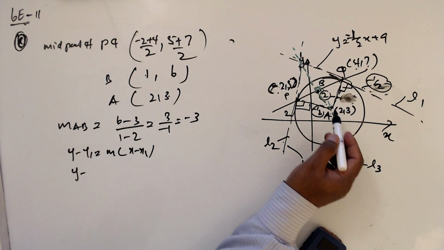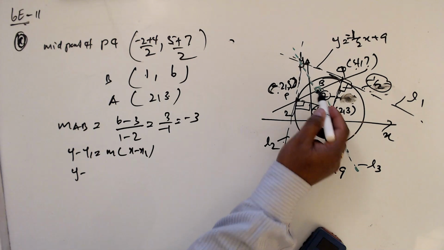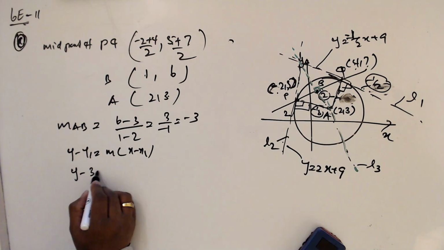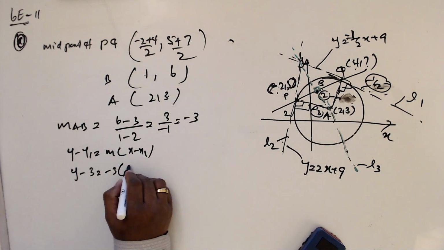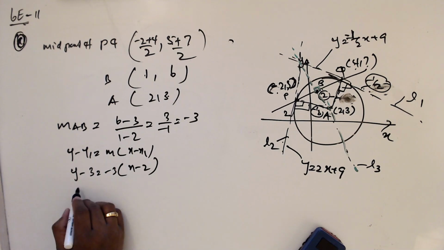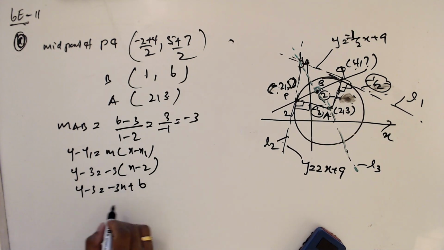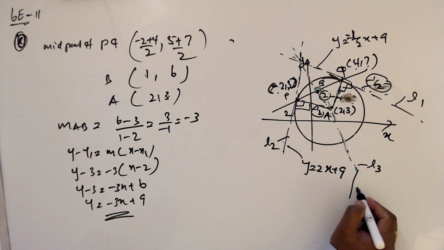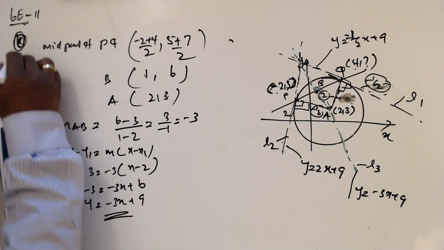What is y1? I can use (2, 3) or any point. I will stay with this one. y minus 3 equal minus 3 times (x minus 2). So y minus 3 equal minus 3x plus 6. So y equal minus 3x plus 9. So this is y equal minus 3x plus 9. Now part D is also done.